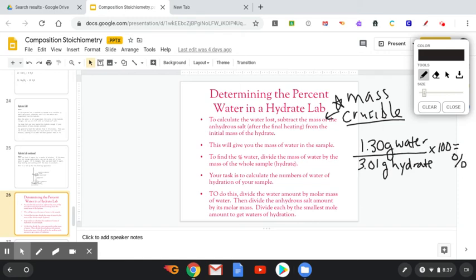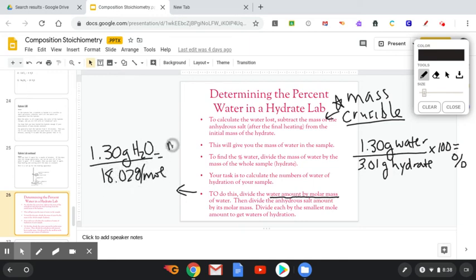Okay, now your task is going to be to calculate the number of waters of hydration. So to do this, you're going to divide the amount of water by its molar mass. Let's say you had 1.30 grams of water. You'll divide by the molar mass of water, which happens to be 18.02 grams per mole, to get your moles of water.